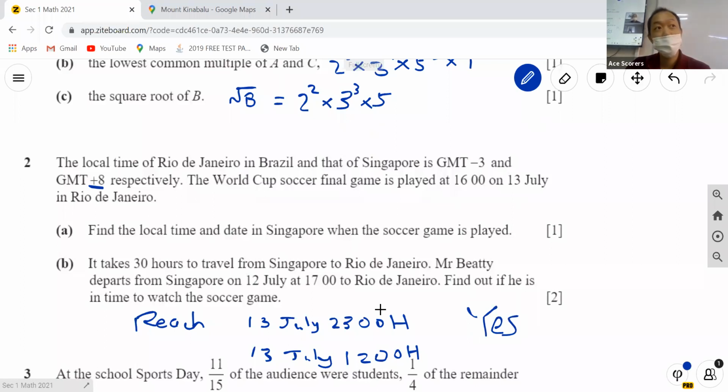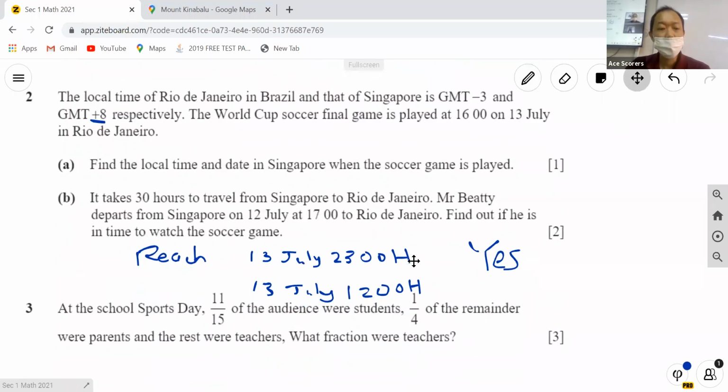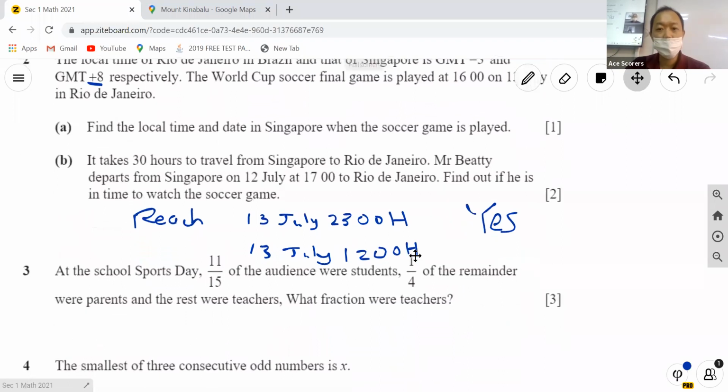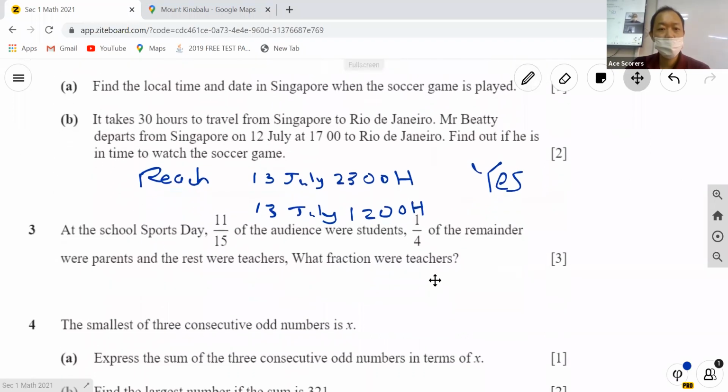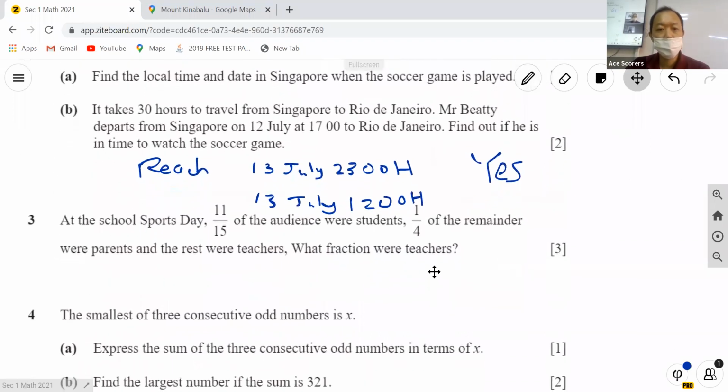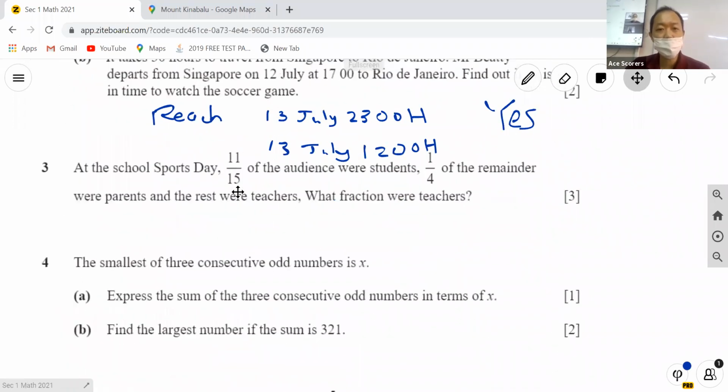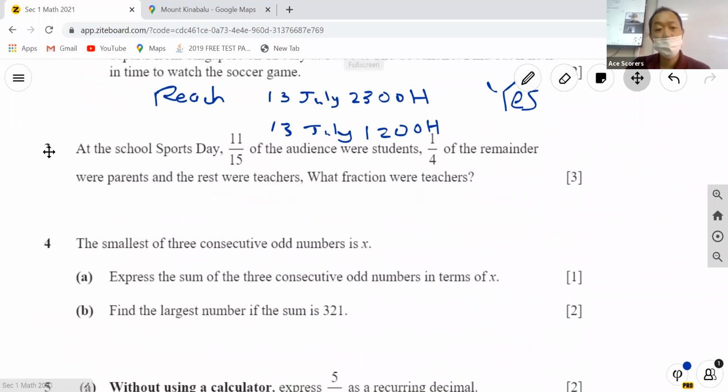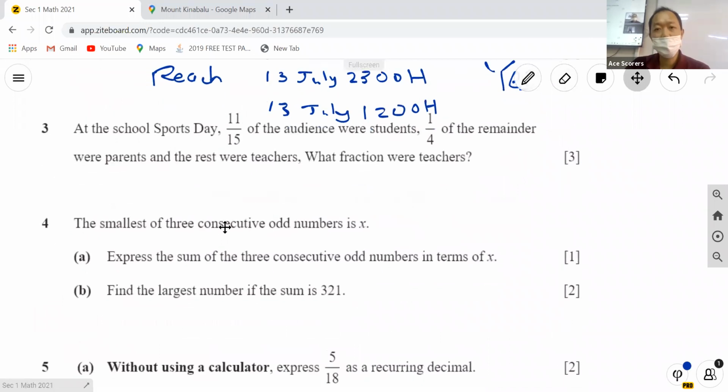Okay, now Samuel, do you get this? Yes. Yeah. All right. Do you get this? Celeste? Yes, he'll be on time. Okay. So the next one. Oh, so this is easy, right? Okay, now your turn to try. Okay, 3 and 4. 3 and 4.